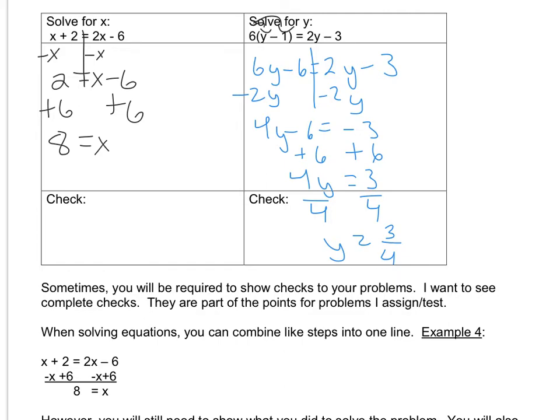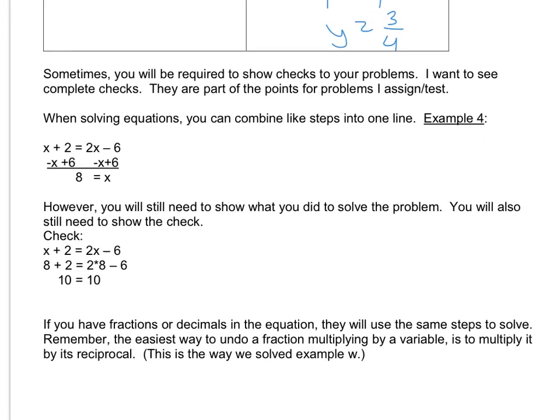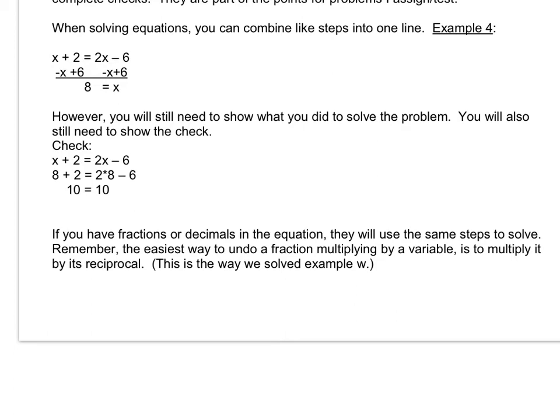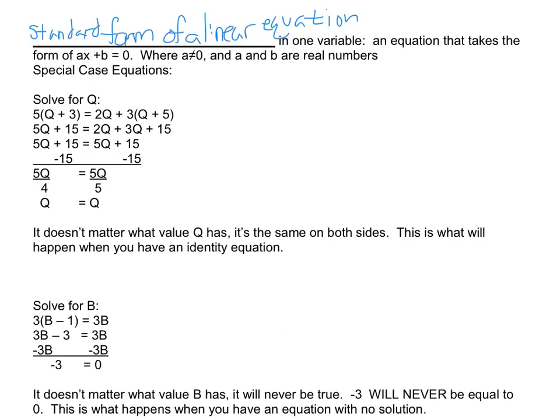So let's move on. Alright, so standard form of a linear equation in one variable is an equation that takes the form ax plus b equals 0, where a cannot be 0 and a and b are real numbers.